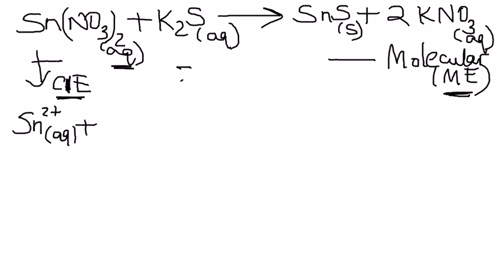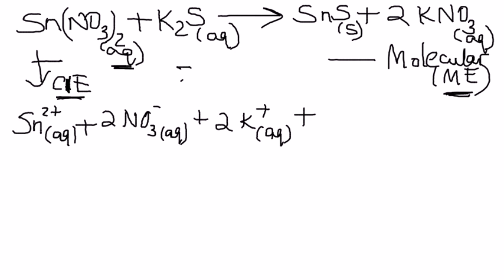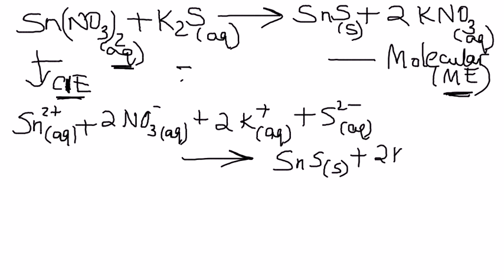There's only one of that. I would get two nitrates. I would get two potassiums. And I would get one sulfur as the sulfide. And as far as the products go, you're going to end up with tin sulfide, tin(II) sulfide, two potassiums, and you would be able to break the nitrate as well as two nitrates.